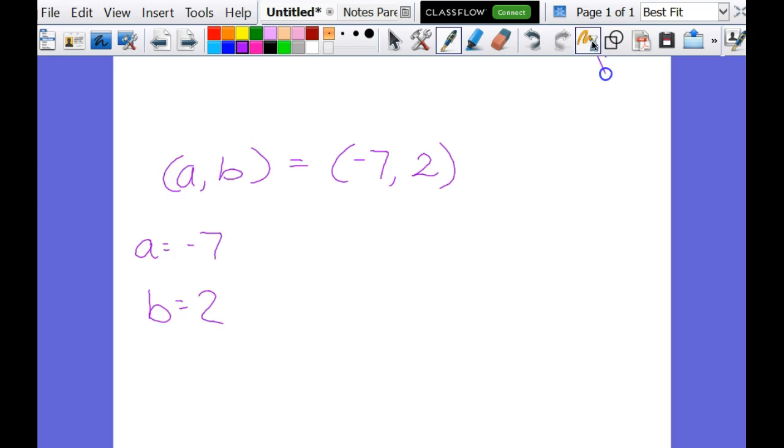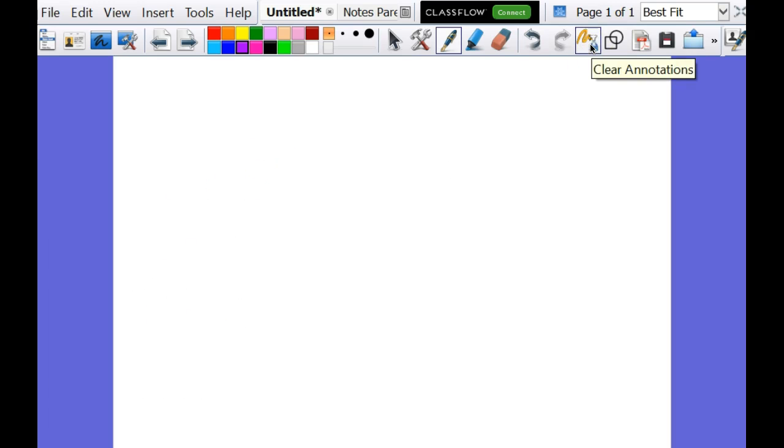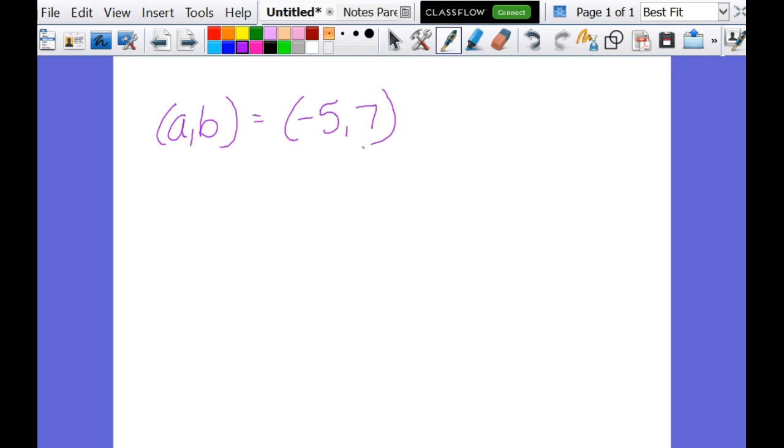So let me erase this because I already put it up there. If I have AB, you don't have to write this down anywhere, but if I have AB equals -5, 7, right? So if I just write that down. What does A equal? -5. What does B equal? 7. Because this X value matches this one and this one matches this one. We all agree with that? That's the concept that we're about to use here.